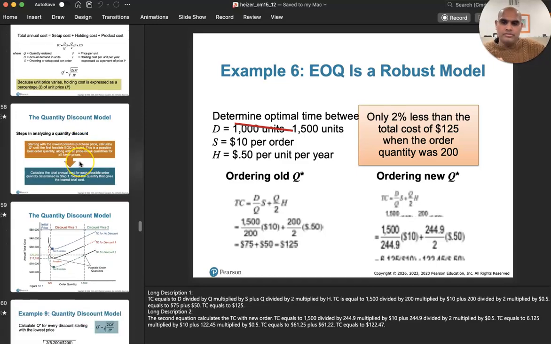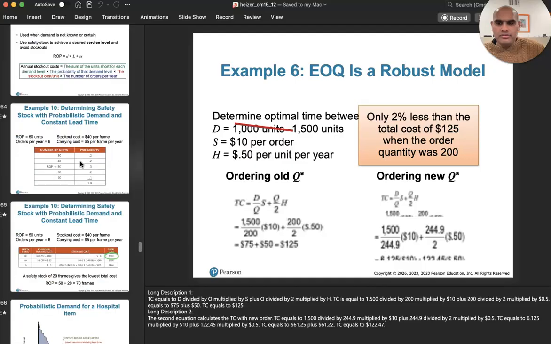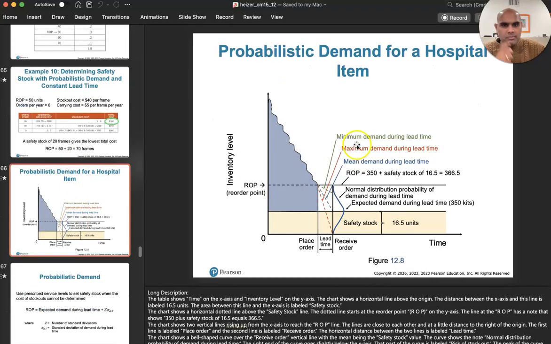So what if demand is variable? What happens if demand is variable? So if demand is variable, right? Demand is used at a variable rate. It doesn't go down as a constant number. It sort of goes down sharply sometimes, doesn't go down in some time periods, and so on.